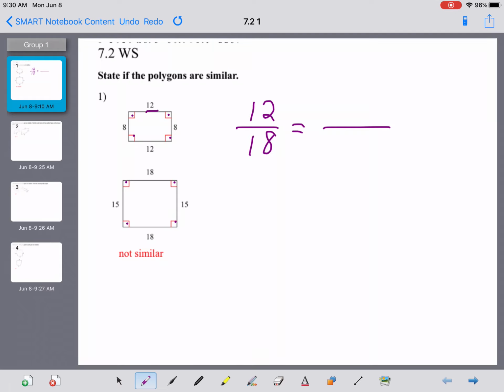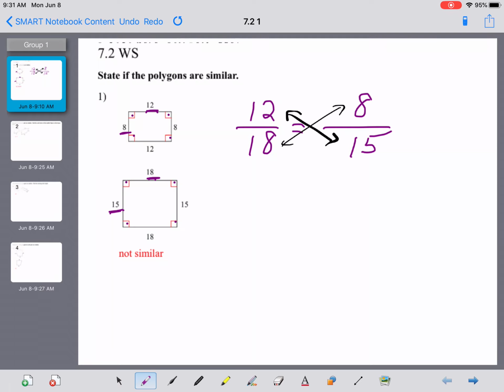So I've got a ratio of 12 on the top to 18 in the lower rectangle. Equals, now we're going to go to the shorter sides. The shorter side in the first rectangle is an 8, and the shorter side in the second rectangle is a 15. So we've got 2 ratios of corresponding sides, and it's time to figure out if those 2 ratios are the same or not. So the way we would test this is by cross-multiplying the 12 by the 15 and the 18 by the 8.